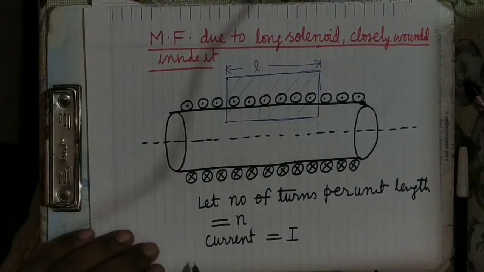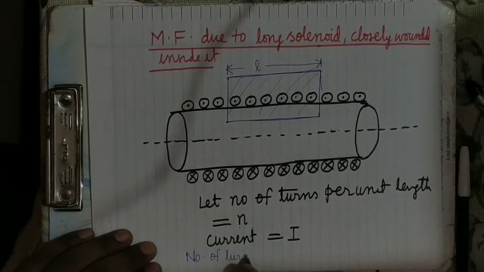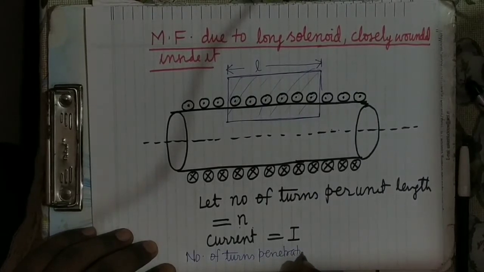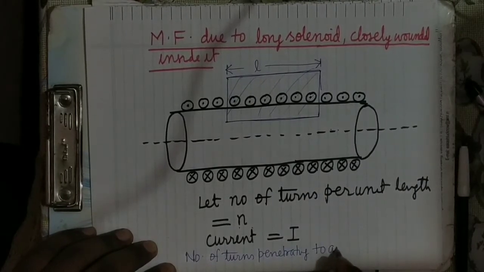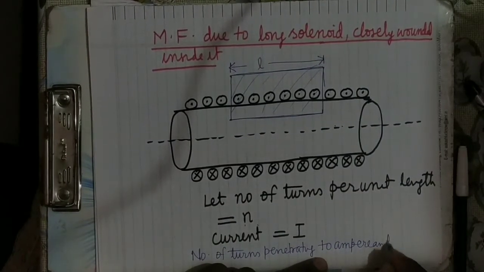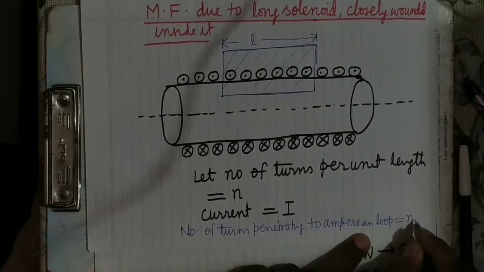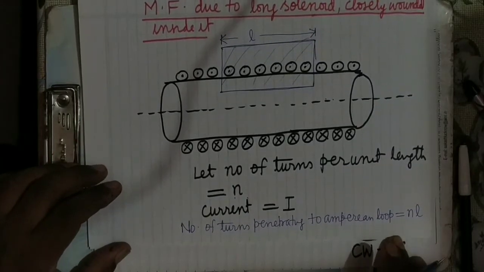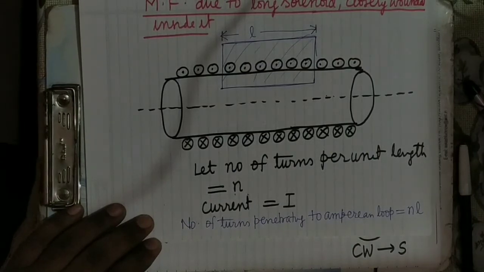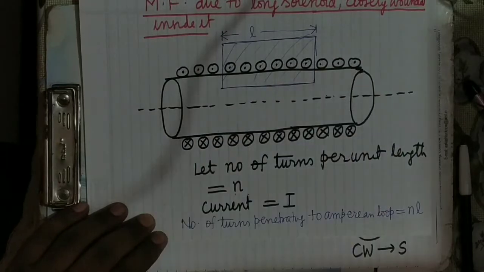So how many turns? The number of turns penetrating the Amperian loop will be equal to N into L. Now each turn is carrying how much current? I. So what is the total net current threading the surface of the Amperian loop?